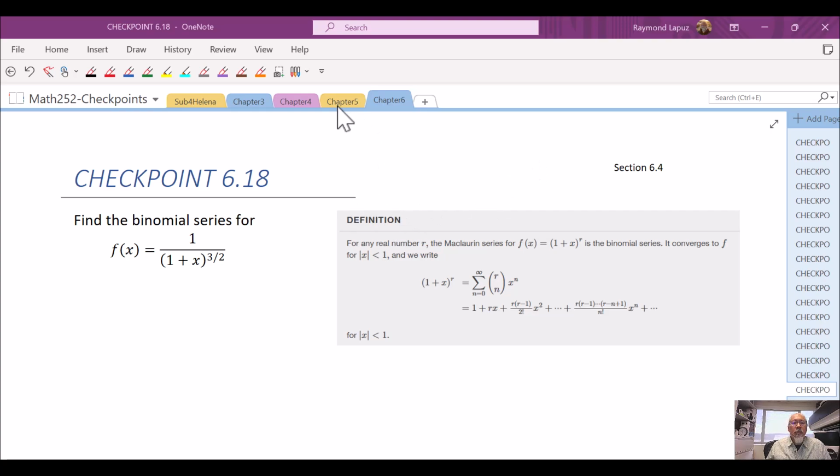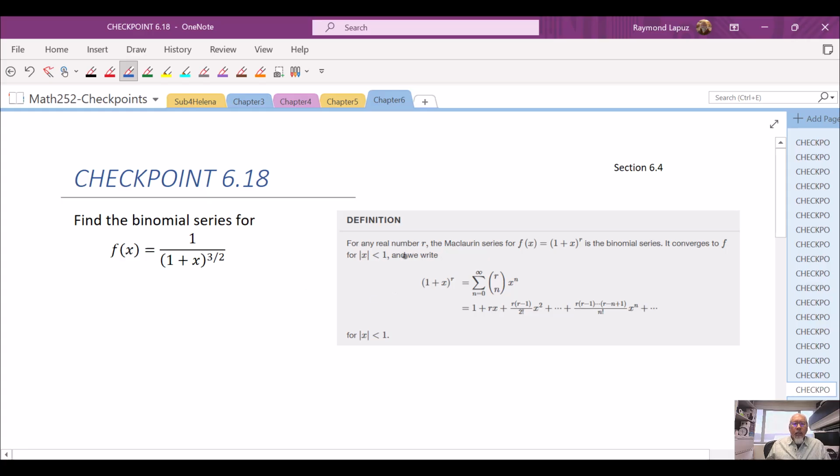My name is Lapuz. In this video we will go over checkpoint 6.18. This is coming from section 6.4. It says to find the binomial series for this function f of x is equal to 1 divided by 1 plus x quantity to the 3/2 power.